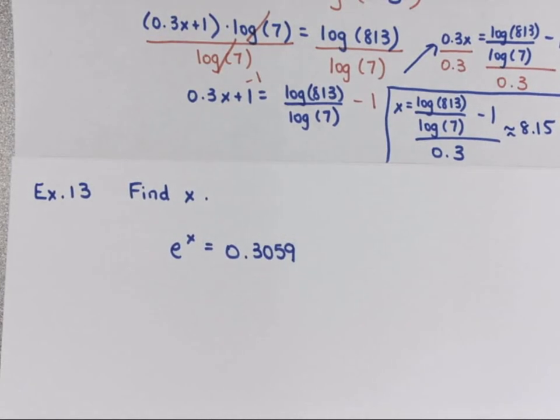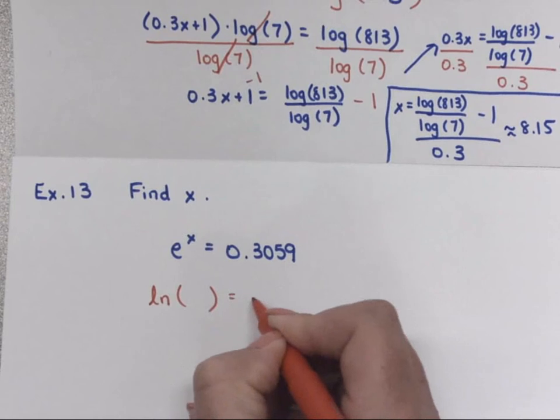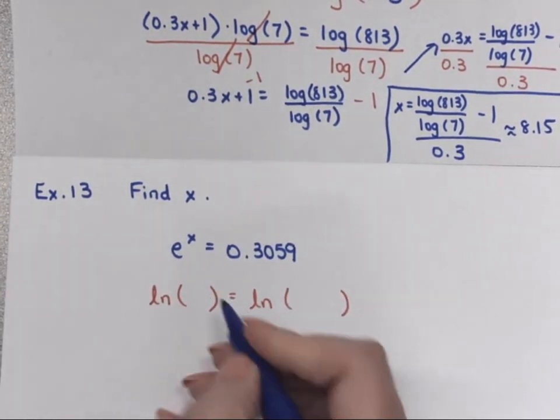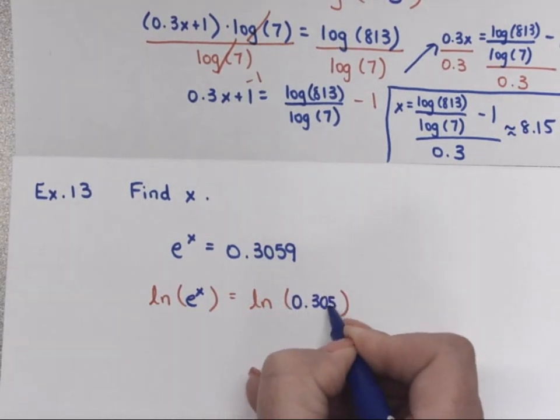Remember, E and what are partners? Natural log, right? So we don't want to use log log. We're going to use natural log. So in general, you can take whatever kind of logarithm you want of both sides. But when the problem involves E, use natural log. And let's talk about why we would.